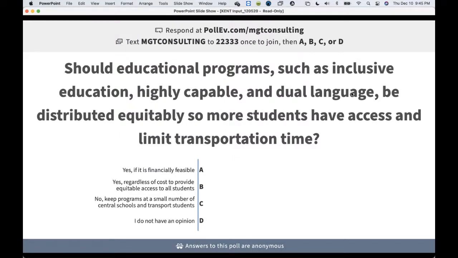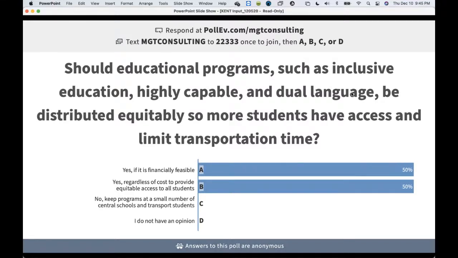Should educational programs such as inclusive education, highly capable, and dual language be distributed equitably so more students have access and limit transportation time? Text A, if your answer is yes, if it is financially feasible. Text B, for yes, regardless of cost to provide equitable access to all students. Text C for no, keep programs at a small number of central schools and transport students. Or text D if you do not have an opinion.